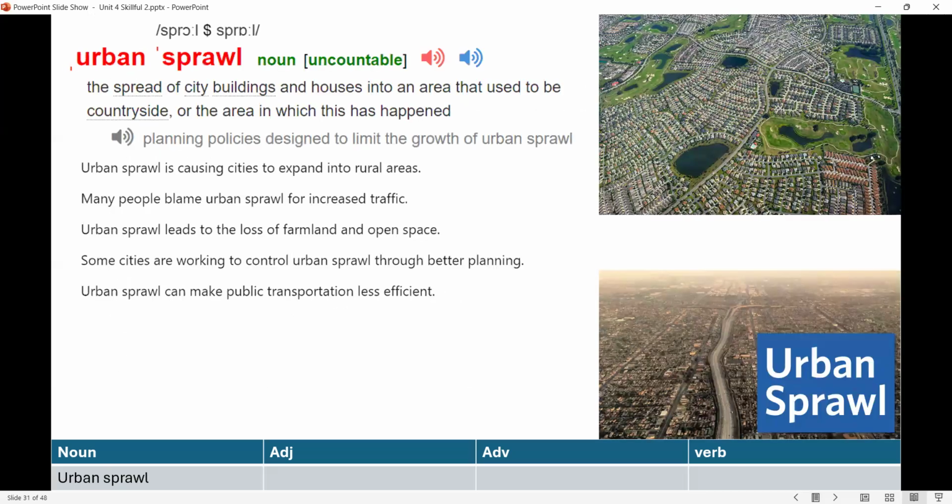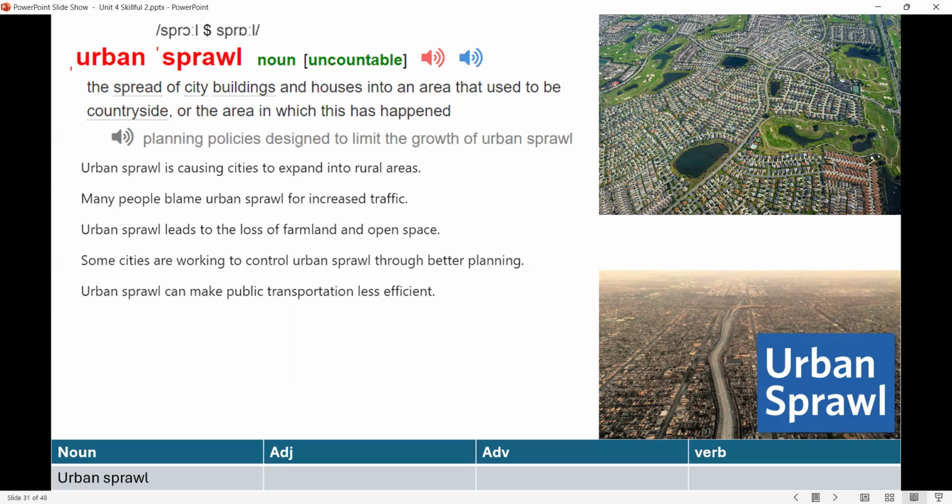Urban sprawl. The spread of city buildings and houses into an area that used to be countryside, or the area in which this has happened. You see urban sprawl in the pictures. It shows how the buildings are structured in the city. Planning policies designed to limit the growth of urban sprawl.